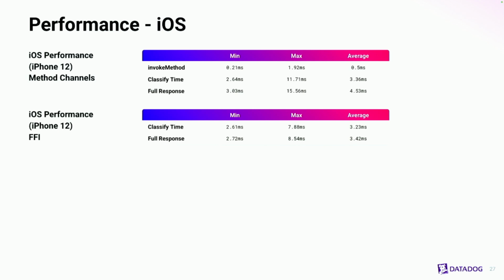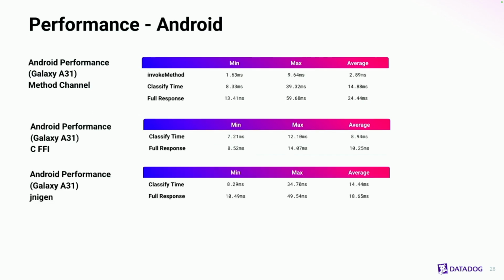So here's the performance. On iOS for method channels, you'll notice the classify times are going to be very, very, very similar in terms of averages. So 3.36, 3.23, that's the amount of time that we're spending in C. And you'll notice the response time is much, much, much faster using FFI, but not that much faster. There's like a millisecond difference between the two. But there's definitely a little bit of that overhead.